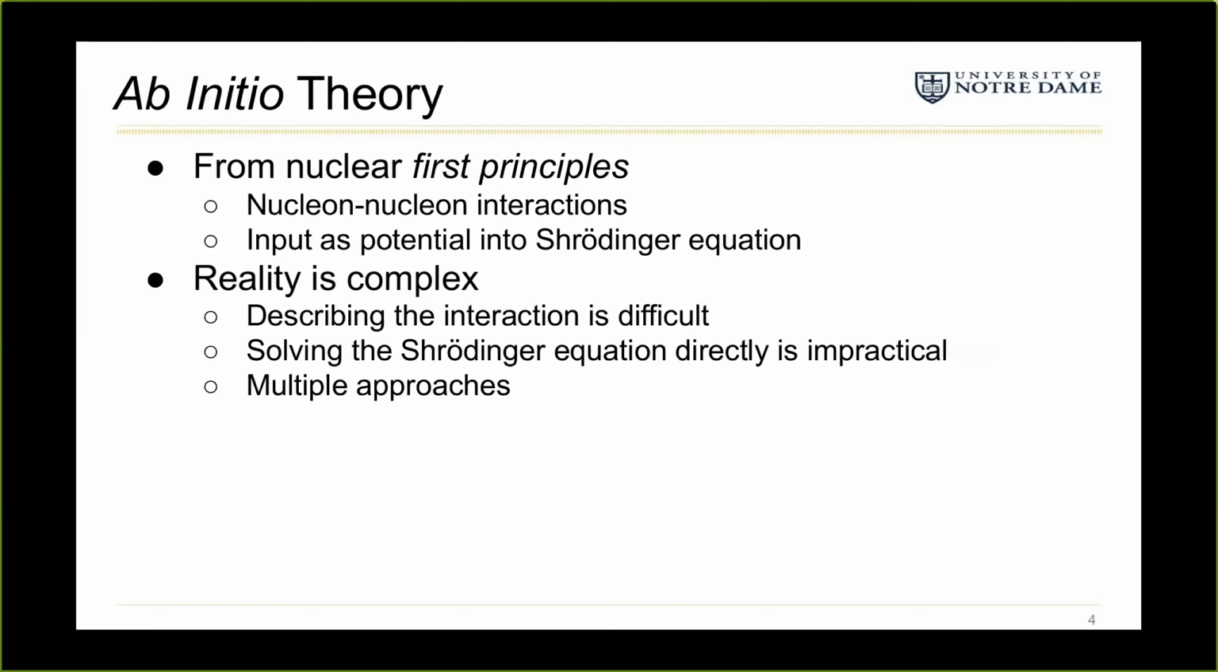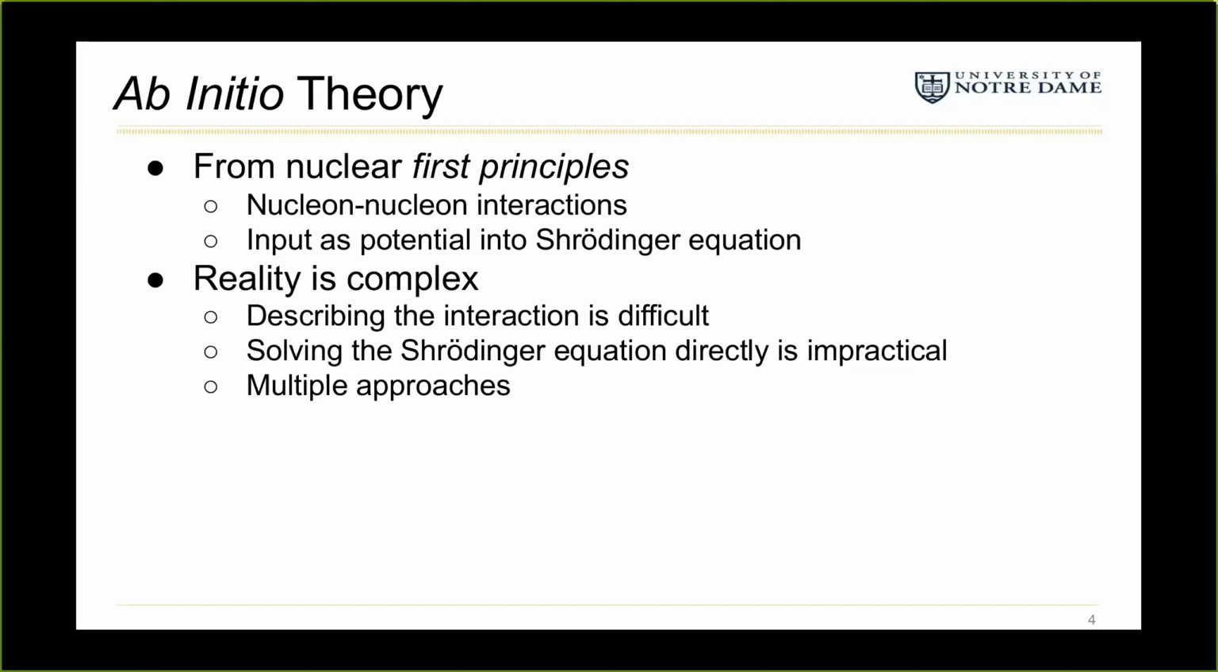So the idea behind ab initio theory is you want to start with first principles. You're starting with the nucleon-nucleon interactions, maybe even three-body nucleon-nucleon-nucleon interactions. You're using those to build up an interaction for your nucleus. You put that into your Schrodinger equation, and from that you can solve the Schrodinger equation to get out whatever values you're interested in. Well, that's the ideal. That's the idea.